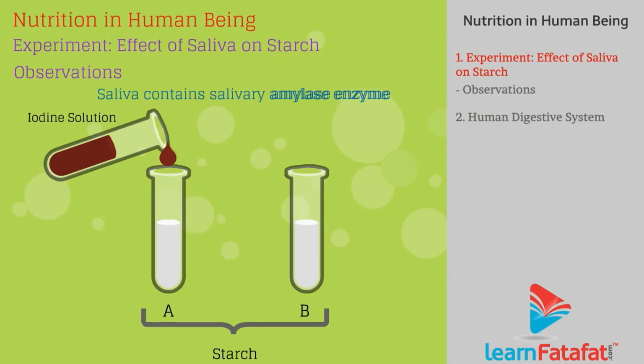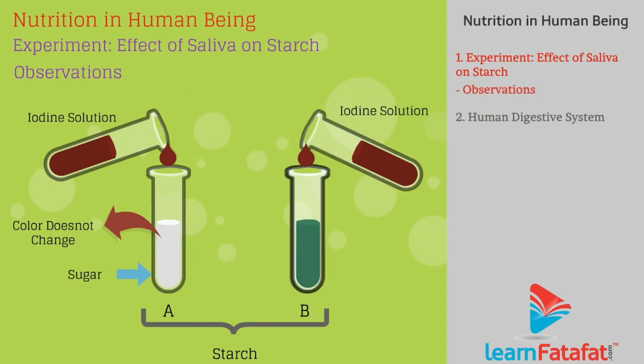Observations. In test tube A, salivary amylase, an enzyme present in saliva, digests the starch and converts it to sugar. Therefore, the iodine solution does not change color. However, in test tube B, the iodine solution changes color to blue-black, indicating that starch is not changed. This experiment confirms that saliva digests the food materials.